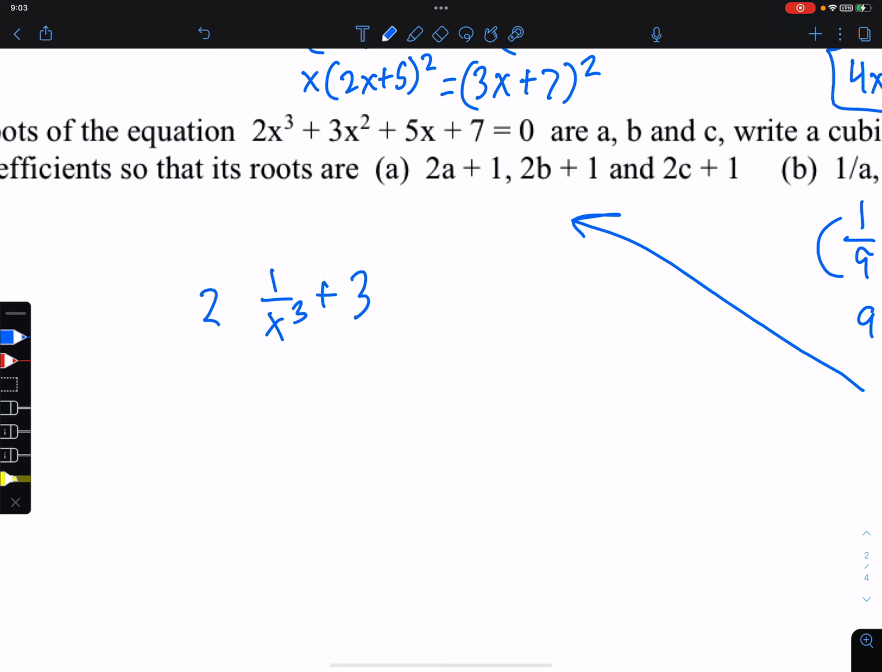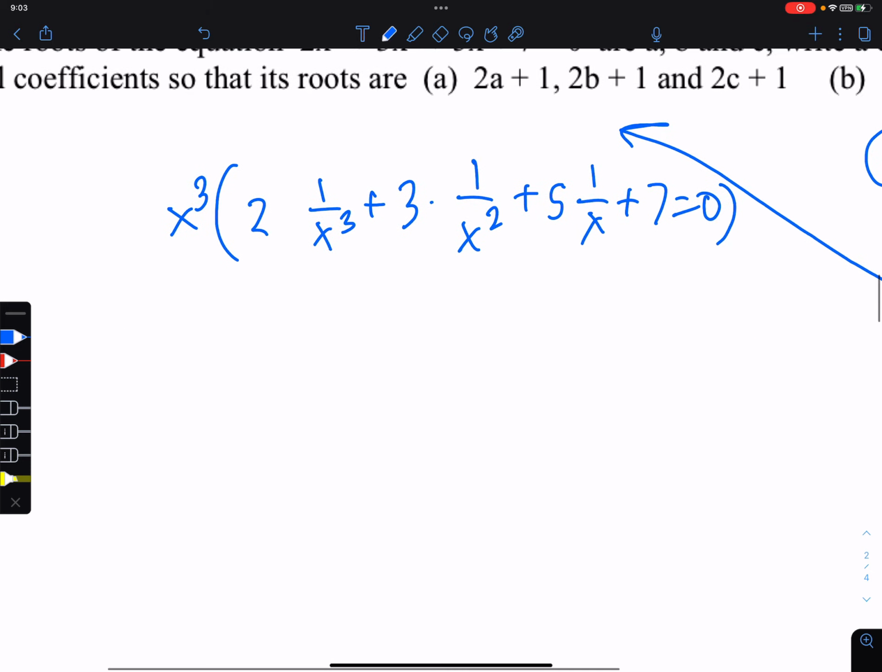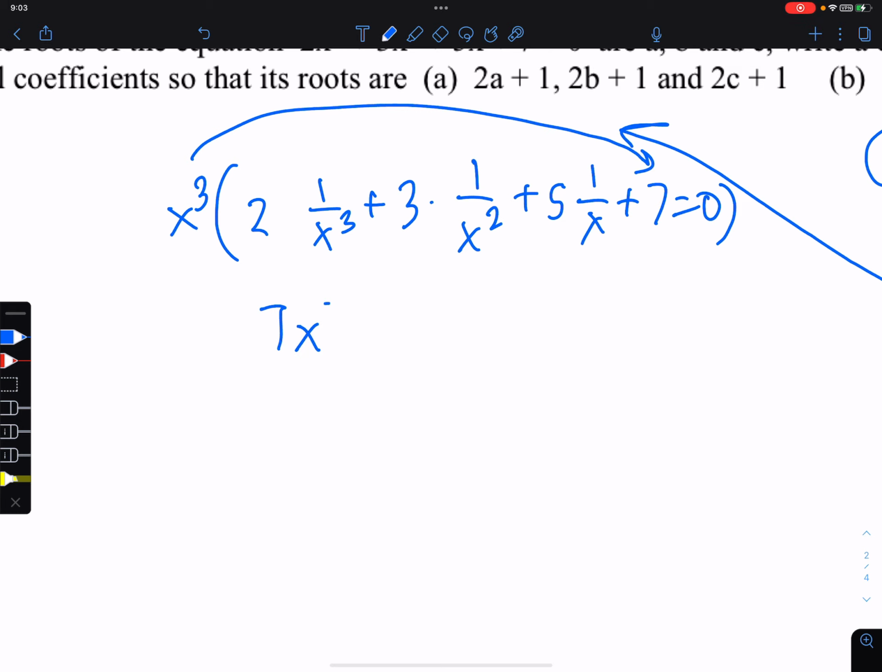Plus 3 times 1 over x squared, right? But what is that? That's just 1 over x squared. And the pattern keeps on going, right? But we need this in polynomial form, so we multiply each side by x cubed, right? And so this will mean that x cubed times 7, this would be the highest power. Similarly, this would be the second highest power.